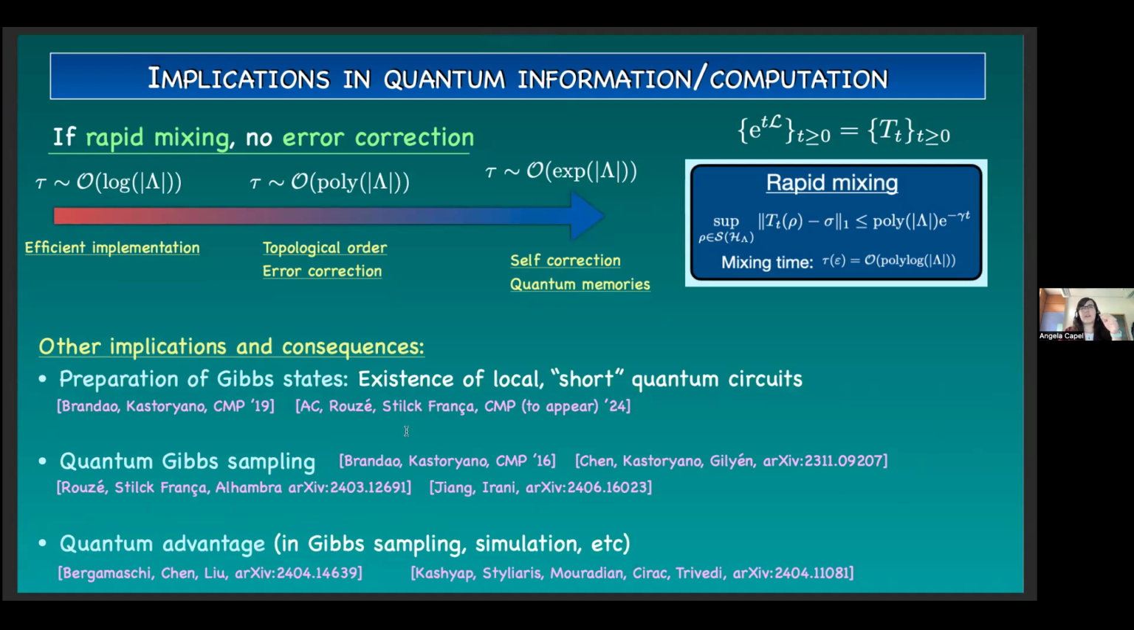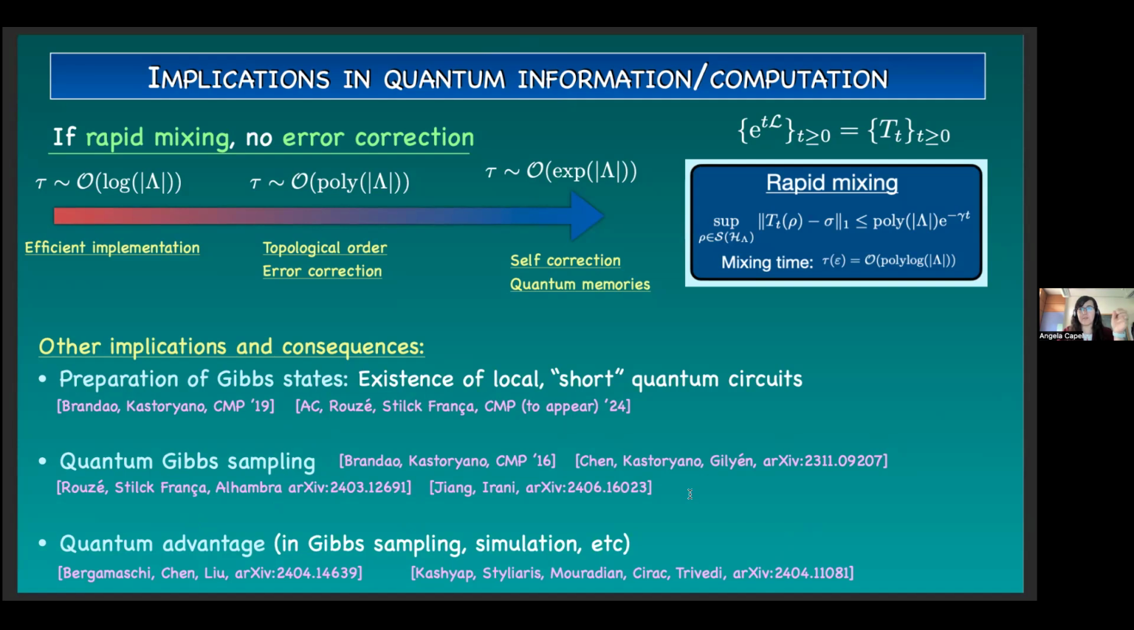And more in the direction of algorithms or efficient preparation of states, for example, we have efficient preparation of Gibbs states, as I was saying, and we have efficient examples of quantum Gibbs sampling. And the very interesting thing of this and the next application that I'm going to mention, which is quantum advantage in the context of Gibbs sampling, simulation, etc., is that if you see the references that I'm mentioning here, all these references have appeared in the past year, essentially.